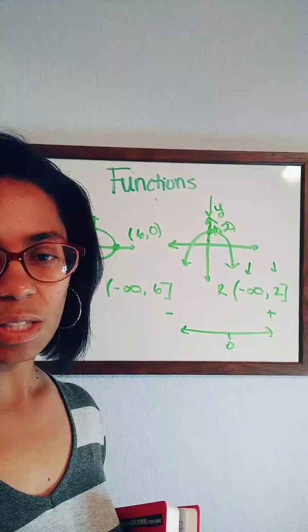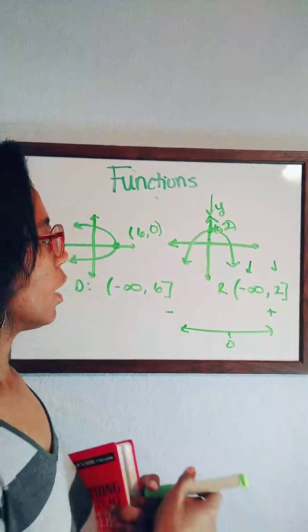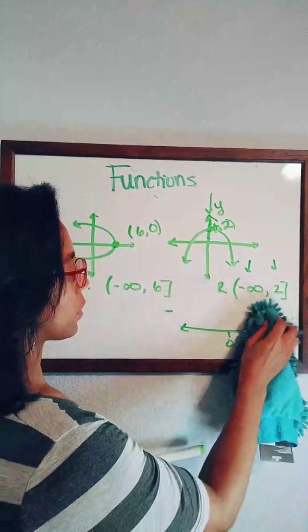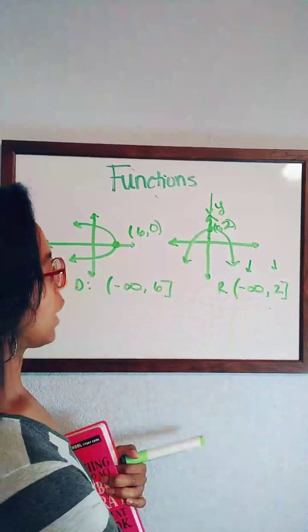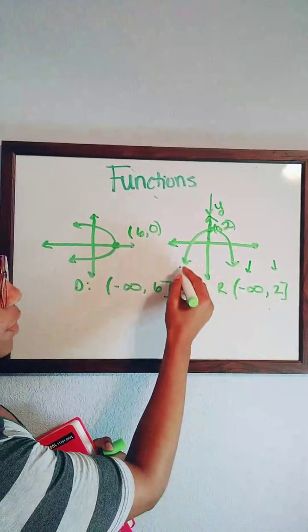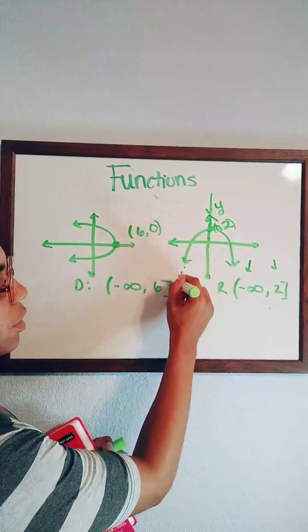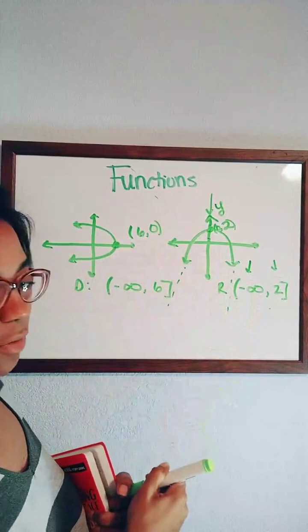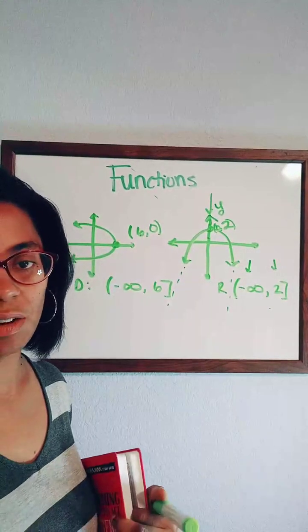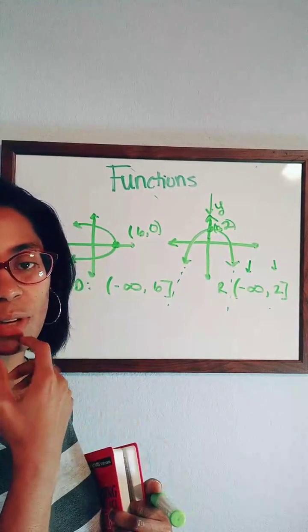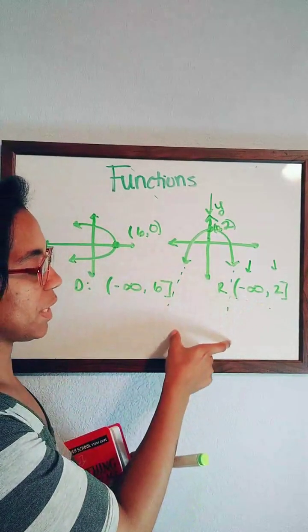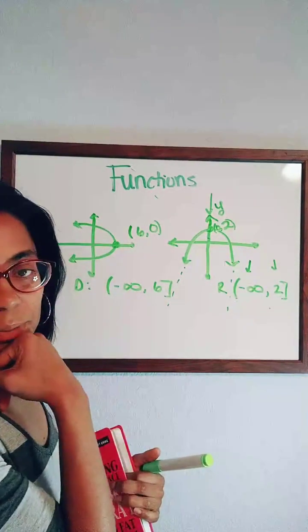How do you know if it's infinity? It keeps going. Like he said, anytime you have a graph that has arrows on it, it's going to continue going in that direction forever and ever. So that's why it goes to negative infinity. So that's what happens.